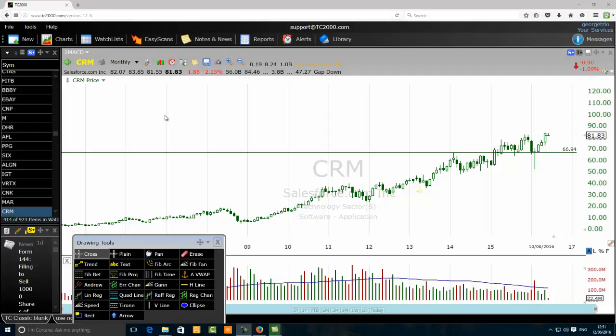Let's get started. We are on a monthly chart of Salesforce.com. The epic is CRM, Charlie Romeo Mike. This is a Russell 1000 component. And we want to discuss support and resistance plus candlesticks, tips and tricks.